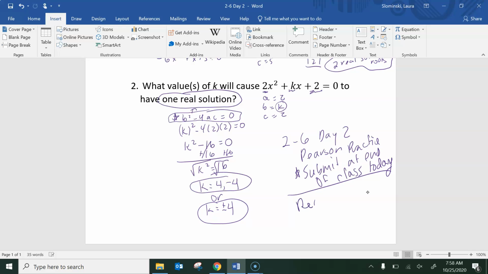If you want to redo it for points, by Wednesday 11/4 for a better score. Okay, so if you don't do well on it, you can redo it, but you need to submit it today for full credit.